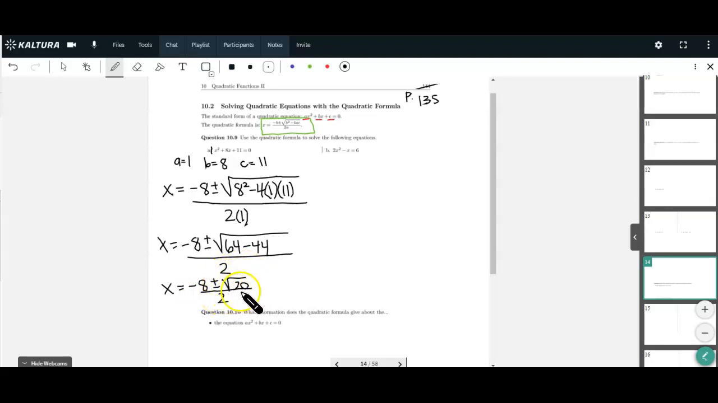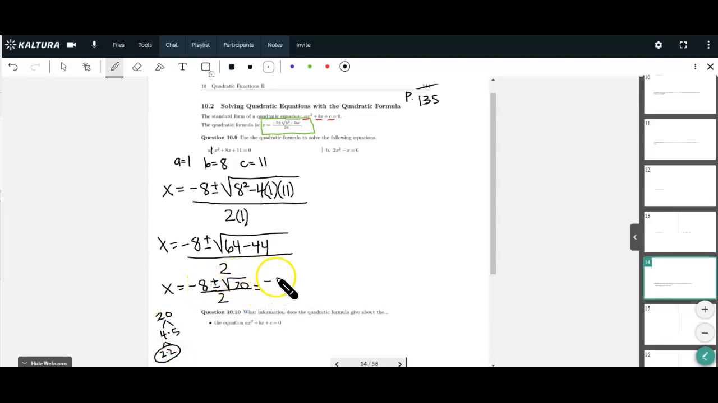Now, when it wants you to keep it in the exact form, you'll want to make sure that you're breaking down this 20, kind of like we talked about before, using the factor tree. You've got 4 times 5, and then 4 breaks down to 2 times 2. So that means 2 gets to come out, and 5 is stuck inside. So let me put it next to it here.